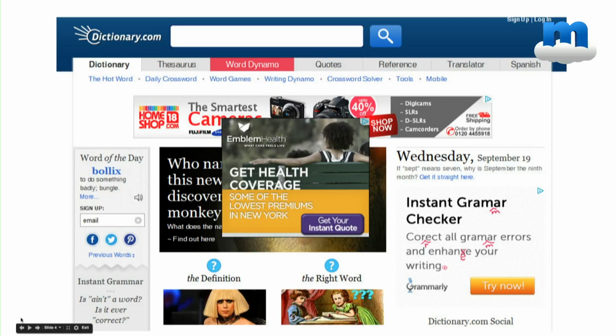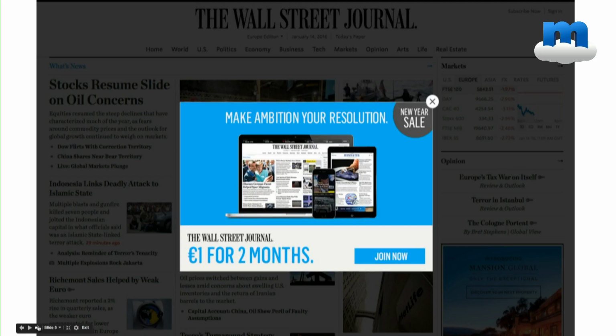Yeah, indeed. Well, let me show you what I think is a good example of an interstitial or a kind of site floating ad. What do you think about this? This is a little website called the Wall Street Journal.